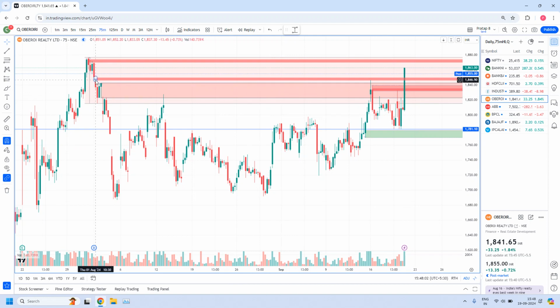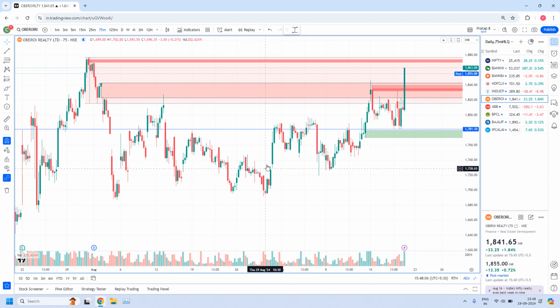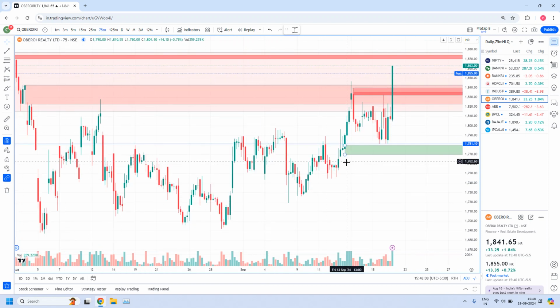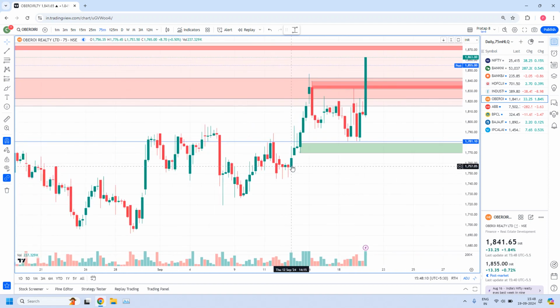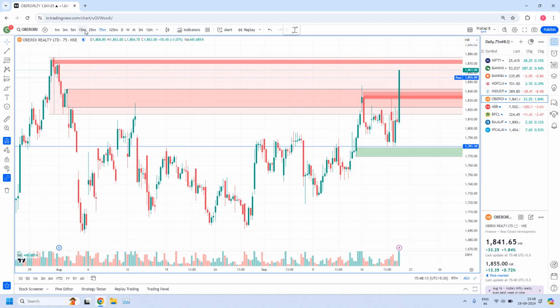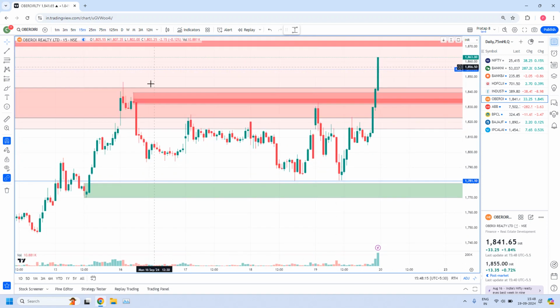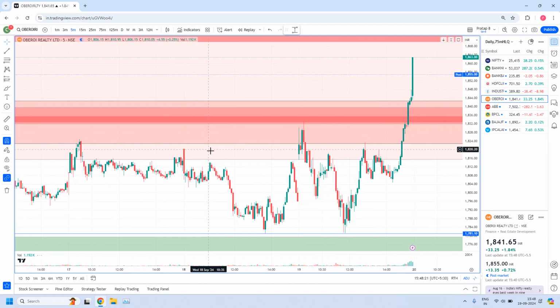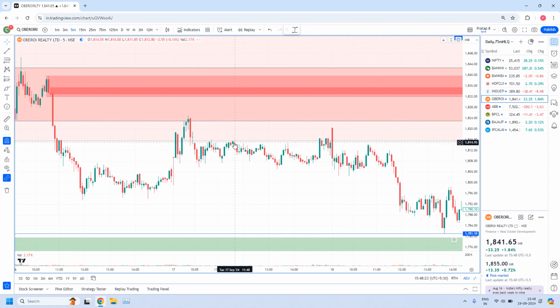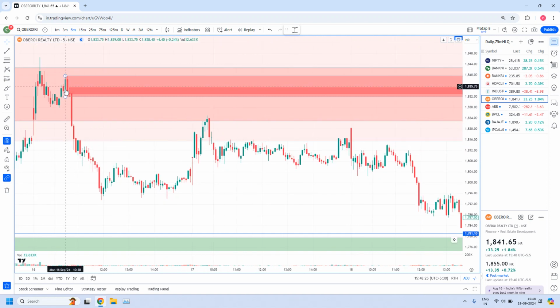For that I kept this. Otherwise we can delete this. I'm deleting. Okay, this is the 75-minute zone, right? This 75-minute zone has a 15-minute zone. So rally, base, drop. Again this 15-minute zone has a fine-tuned 5-minute zone. Drop, base, drop.